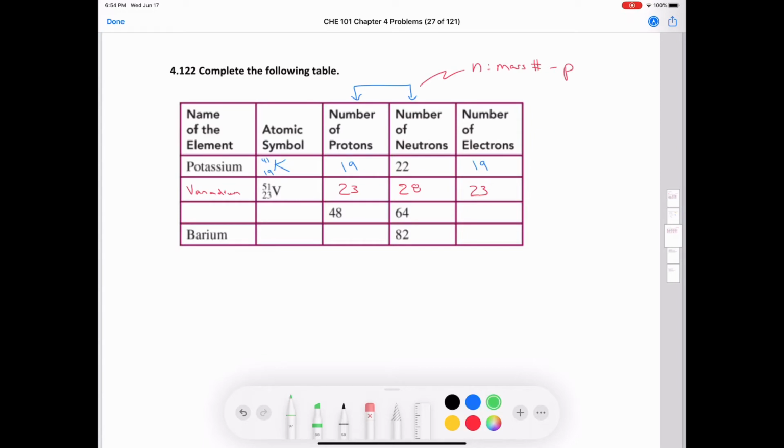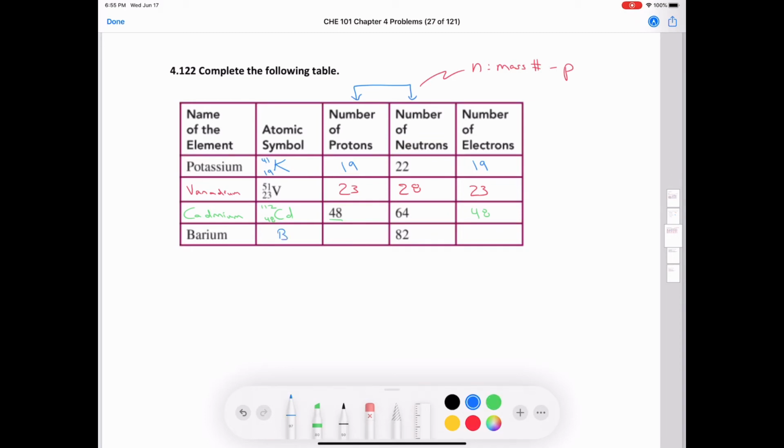Next, we're not given the name of the element or the atomic symbol, but we know that it has 48 protons. And if I go to element 48 in the periodic table, that is cadmium. And so the atomic symbol for cadmium is Cd, and then I'm going to put 48 down here for my atomic number. Now they've given me the number of neutrons, which is 64, and since mass number is equal to the number of protons and the number of neutrons added together, 48 plus 64 gives me 112, so I'll scribble that in there. And again, this is not an ion, so the number of electrons will equal the number of protons.